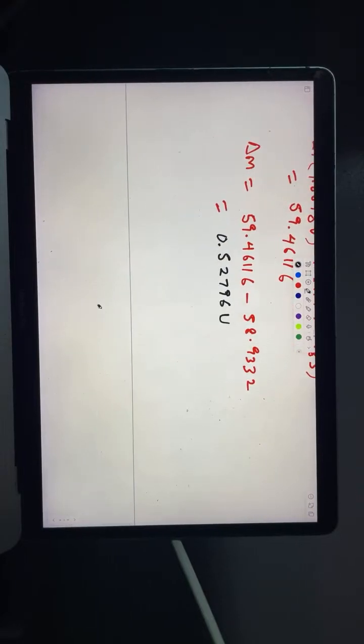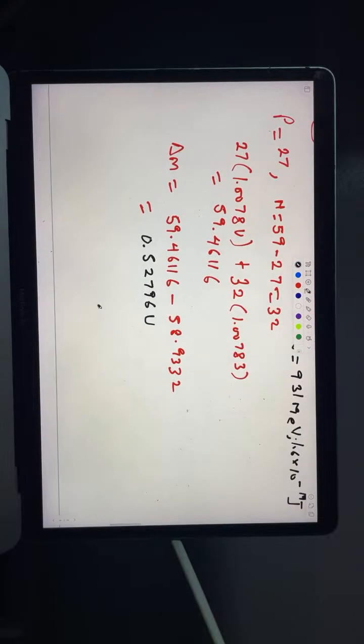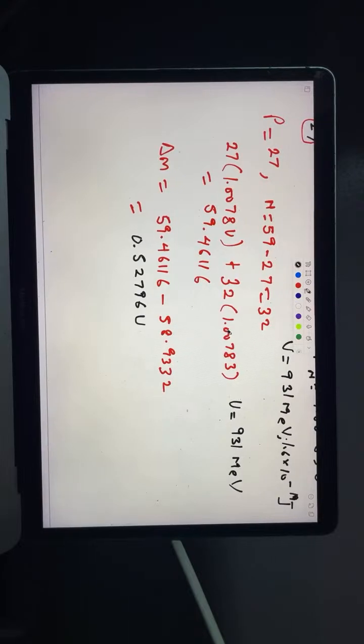So now that we have gotten the change in mass, we need to convert. So that U has been given as what? U equals 931 mega electron volt. Now electron volt, whenever you are dealing with quantum physics and the likes, energy is always measured in electron volt. Are you following me?